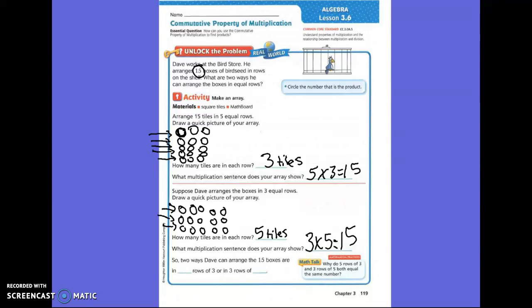So, 2 ways Dave can arrange 15 boxes are in blank rows of 3. Everyone, what should that say? 5 rows of 3, or in 3 rows of 5. Okay, good job. Turn the page when you have that.